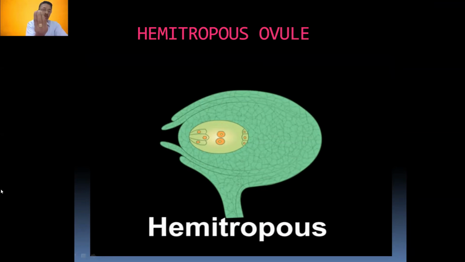Hemi means half. Now this has become half bent. It is bent, half bent. This is hemitropous ovule. Its parts are the same as what we discussed in the first. So the second type is hemitropous ovule.